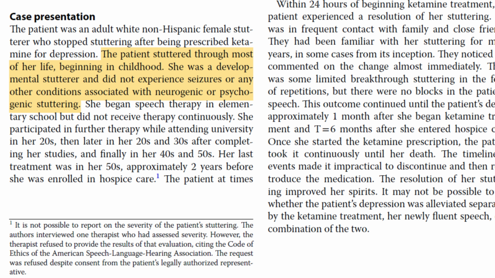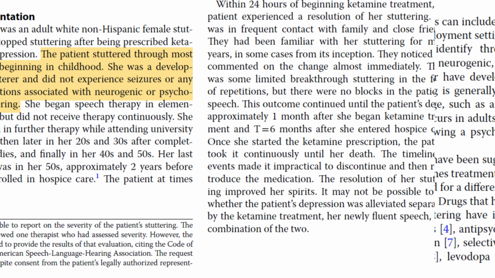The checklist suggests that a good patient history clearly describes the history of the patient, their medical, family, and psychosocial history, as well as relevant past interventions and their outcomes. In terms of her stammering history, in the first column on page 2, the authors describe how the patient stammered most of her life, beginning in childhood. They suggest there was no evidence to believe that the cause of her stammering was neurogenic or psychogenic in nature.